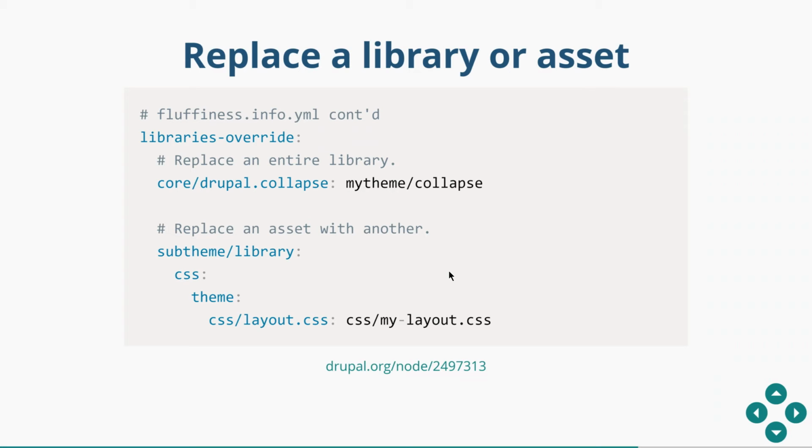So again, this is in the info file, fluffiness.info.yaml. So this could be tacked onto the end. So we have libraries-override, and then you'll call the module or core in this case or theme, and then let's say the library is called Drupal.collapse, and then you want to replace that with my theme/collapse because I like mine better because it's cool. You can also just straight up replace a file, single file, so that looks like this.